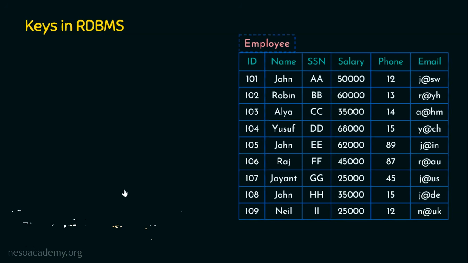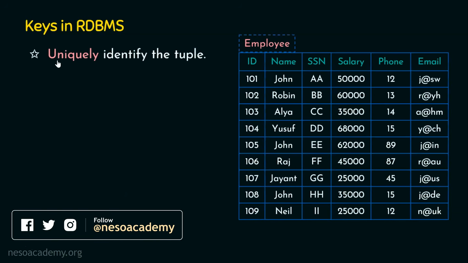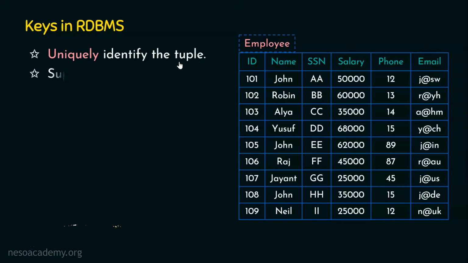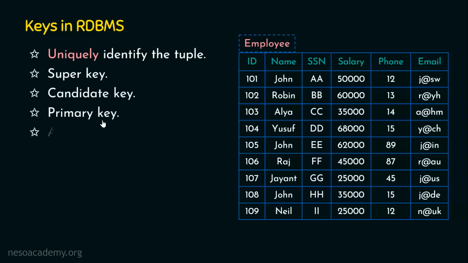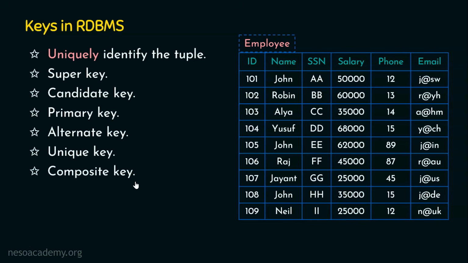When we talk about keys, we clearly understood that we want to uniquely identify the tuple. So for that we need keys. When we discuss the relational database management system, we might come across a lot of key terms. The key terms related to key are super key, candidate key, primary key, alternate key, unique key, composite key, and foreign key. In this presentation, we will see all the keys one by one.